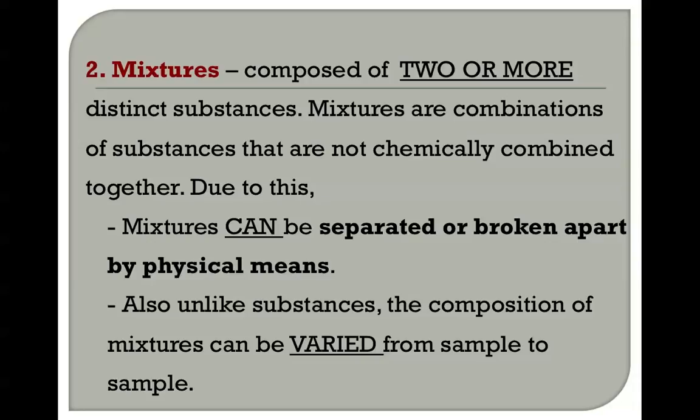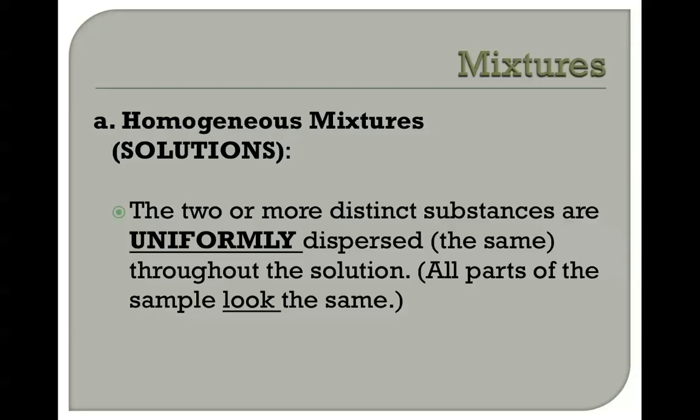Due to this, mixtures can be separated or broken apart by physical means, and unlike substances, their compositions can be varied from one sample to another, especially compared to compounds. This is their big difference. So there's two types. We have a homogeneous mixture, which we also can refer to as a solution. The two or more distinct substances are uniformly dispersed, so this looks the same throughout. All the parts of the sample look the same.